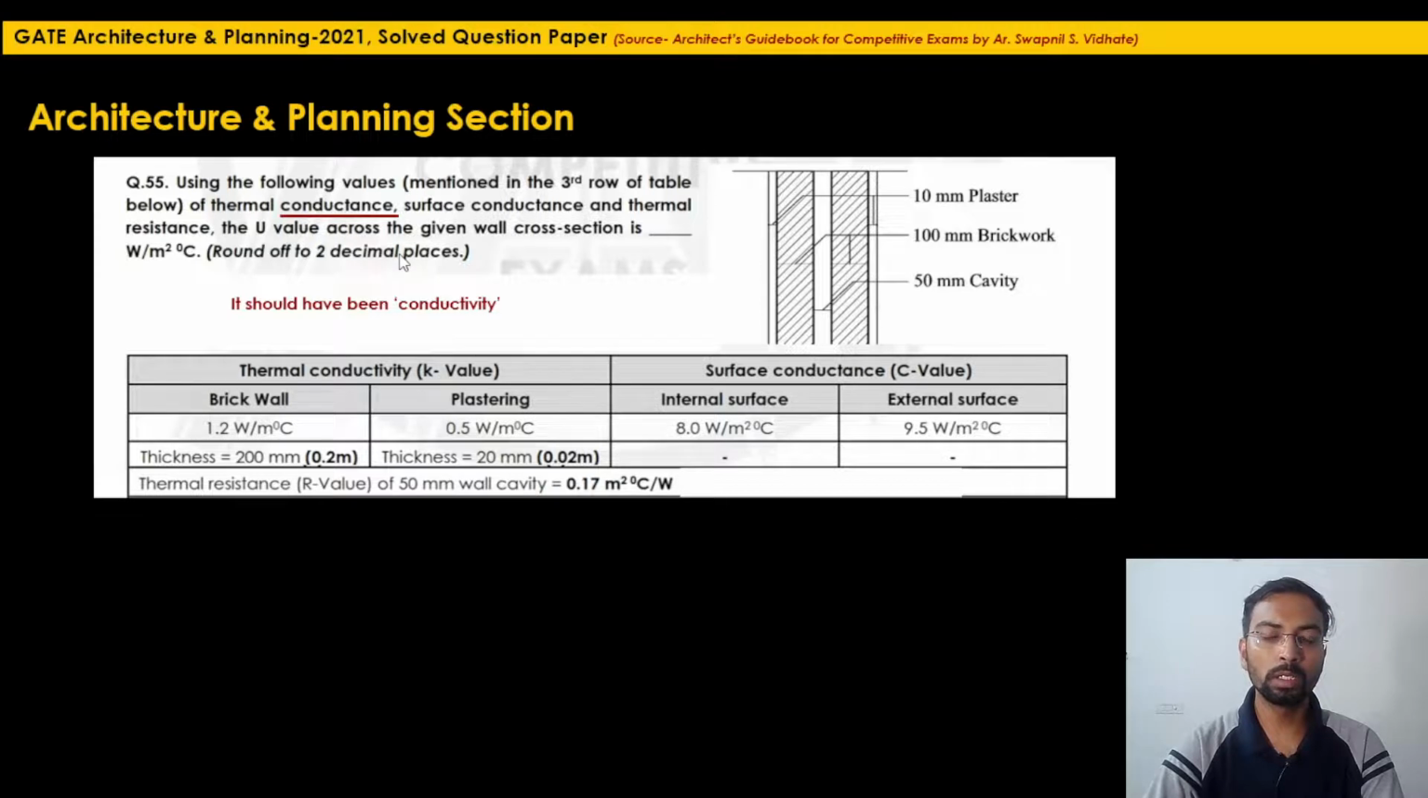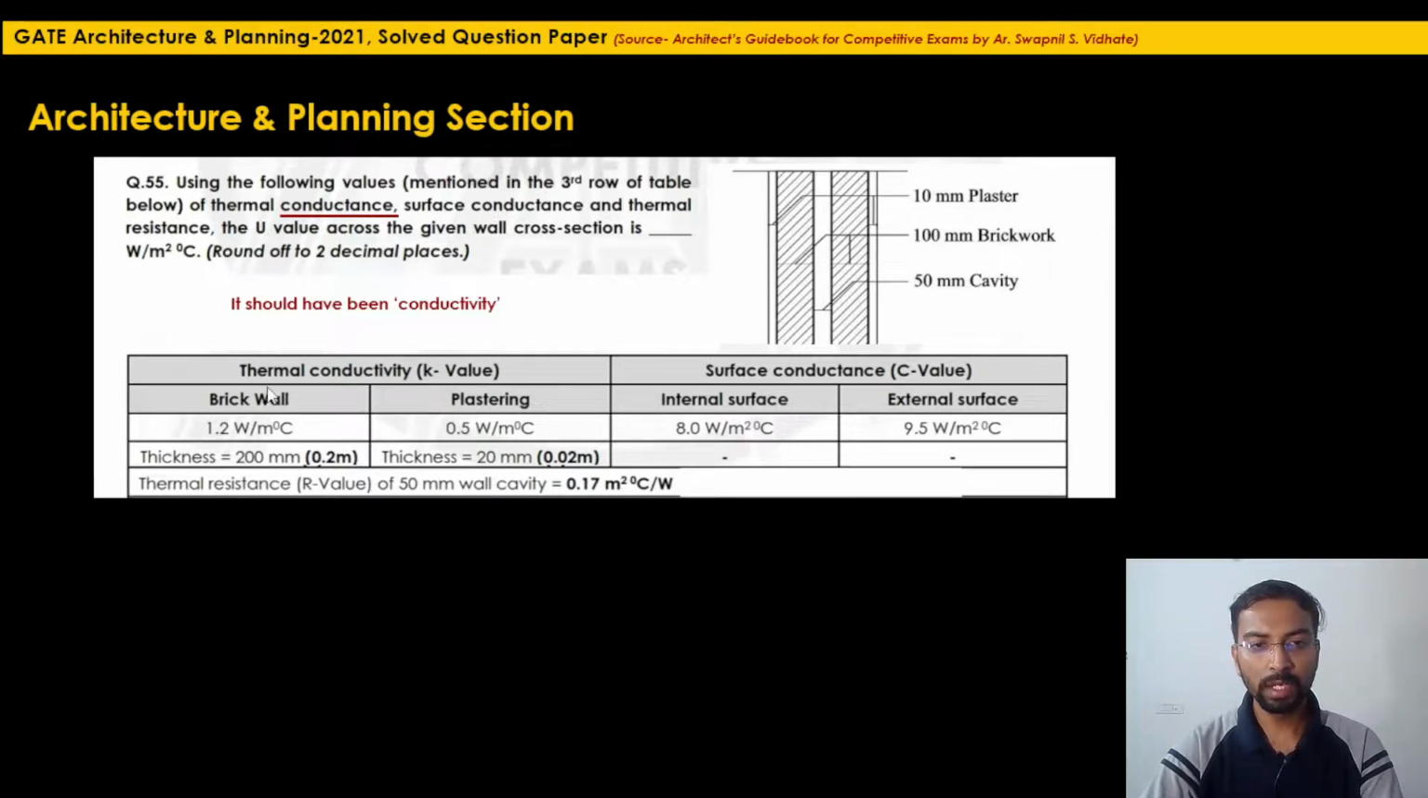If you go to the GATE question paper 2014, you will get the definitions of all these terms: thermal conductivity, surface conductance, along with their formula. What is the relation between thermal resistance and thermal transmittance, that is U value. You will get all this information, as well as a question related to a similar kind of example; similar kind of data was also asked earlier. We will give the reference at the end of this solution. So let's solve this question one by one.